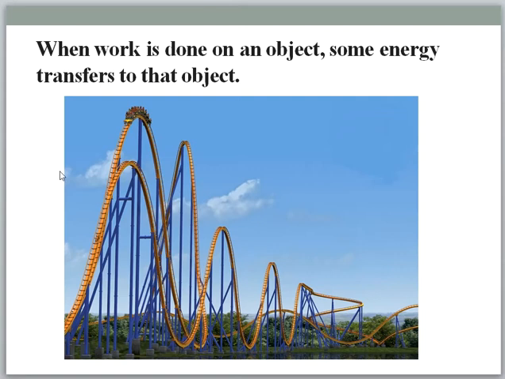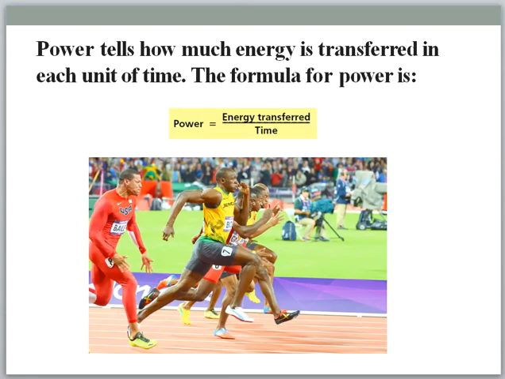When work is done on an object, some energy transfers to that object. If we're going to lift this roller coaster to the top of the ride, then we've got to do work on it. But then I can release that energy, and it takes on a new form. We can go from potential to kinetic energy, which we'll talk about in just a minute, and that can give us a lot of fun on a roller coaster. So that's a work-energy problem.